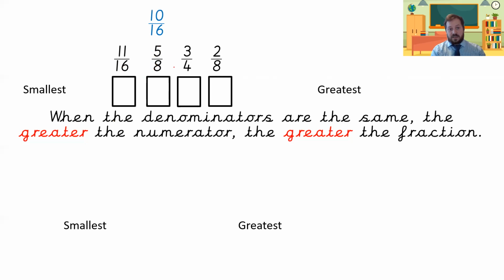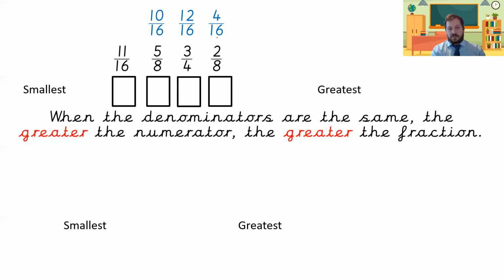4 to 16 is timesing by 4. So 3 times 4 is 12. And again, 8 times 2 is 16. So 2 times 2 is 4. Then we now have them all with the denominators being the same. We can literally just compare the numerators.